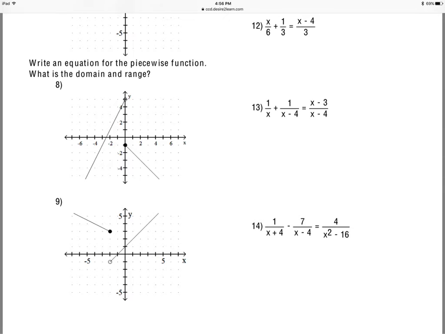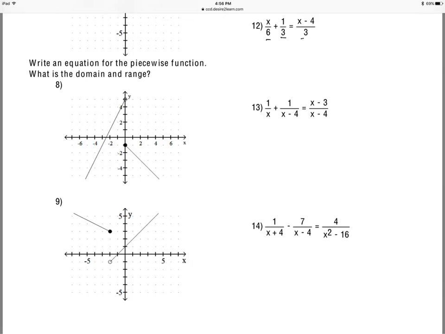Okay, rational functions. Fractions to you and me. Nobody likes these. Okay, so the idea behind solving rational equations is finding the lowest common denominator. Now, here we go. We've got a 6, a 3, and a 3. Hopefully you can see the lowest common denominator is 6.